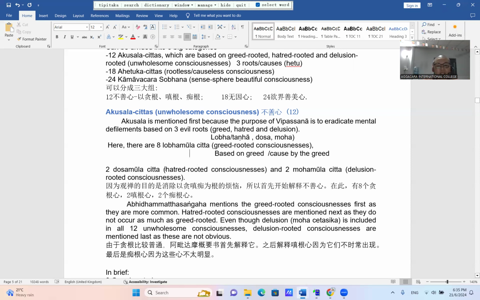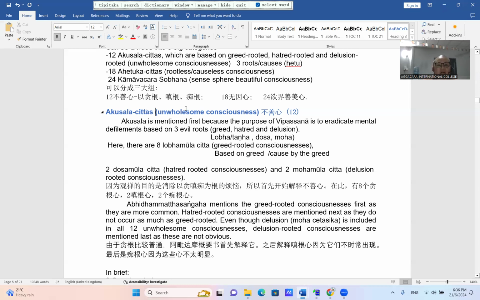When somebody kills somebody or something else, it will actually be dosa mula, based on hatred; the hatred will be stronger. But when he steals things, it is most likely based on greed. Moha mula is delusion: based on delusion, maybe he does some evil thing. Maybe after he drinks alcohol, the mind is very confused. So there are three terms here you need to memorize.